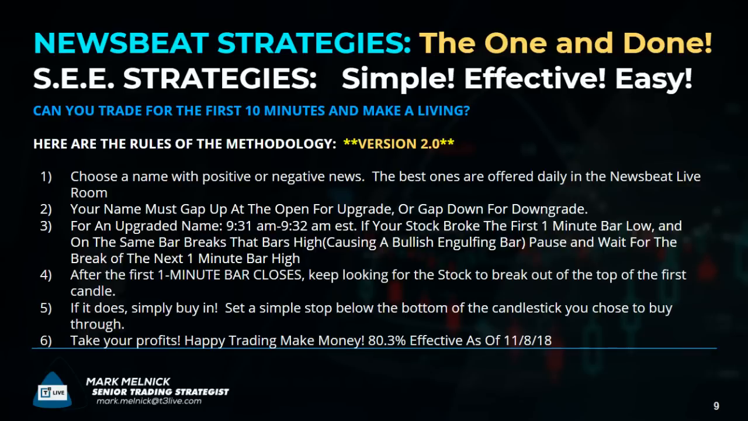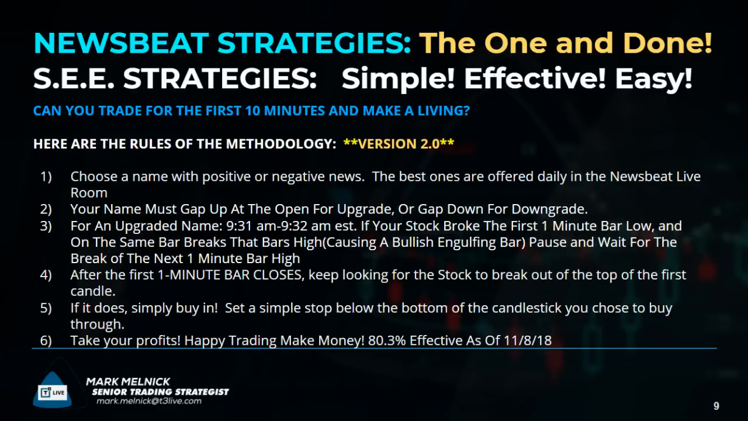It's been a little weird in the past few weeks, and it has nothing to do with the fact that the market went down. In fact, there was a name on Friday that would have worked. So this is basically what you're doing. You're choosing a name with positive or negative news. The best ones are offered daily in the Newsbeat live room.